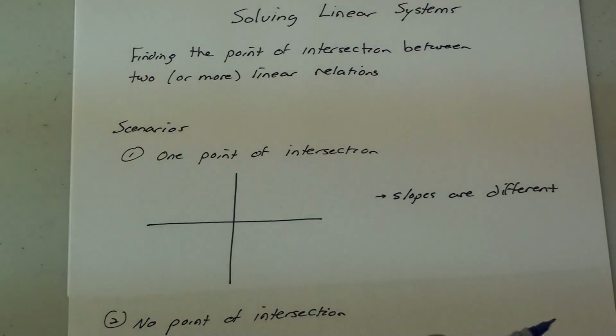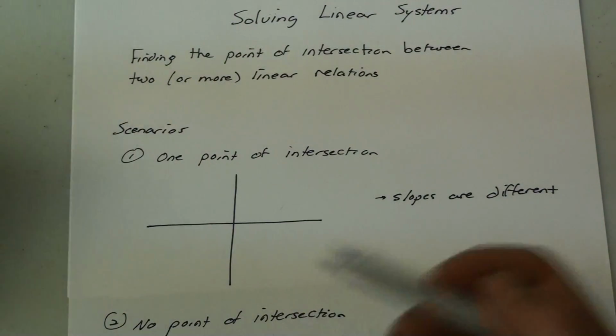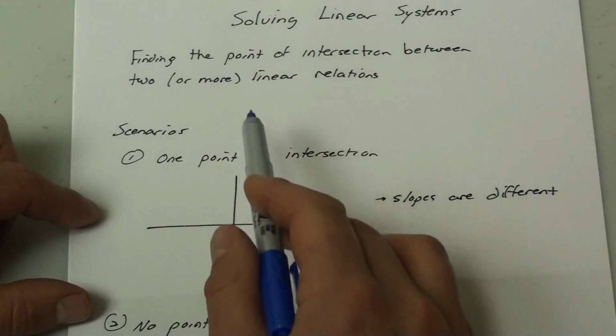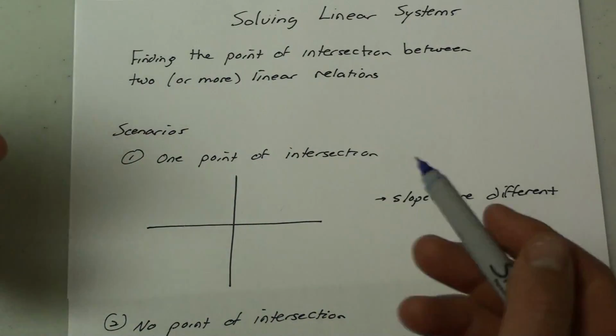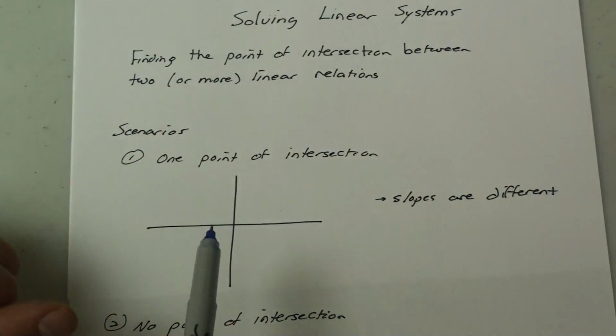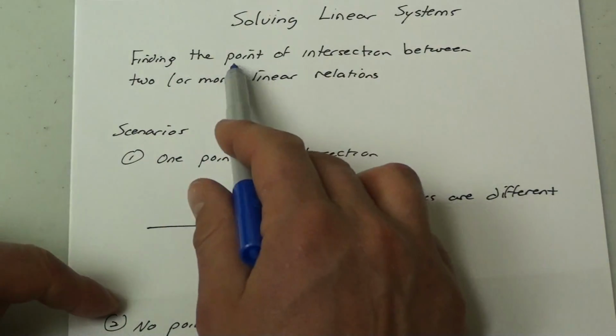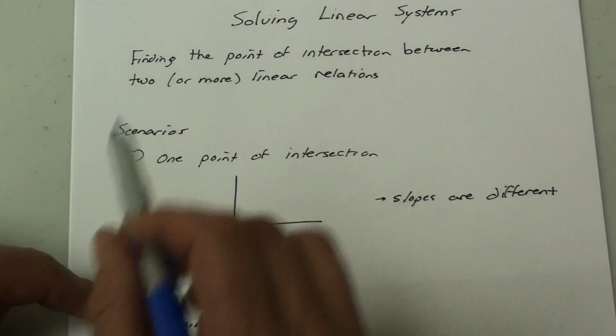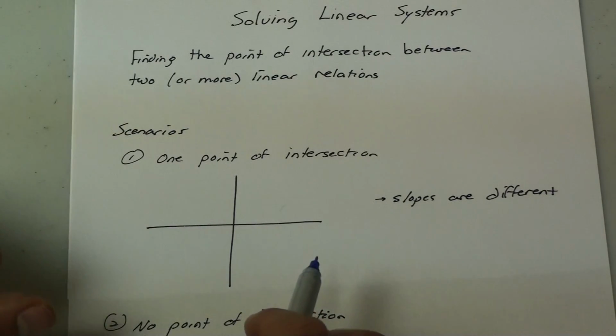Short lesson on how to solve linear systems. A linear system is when you have two or more linear relations, being straight lines, and you want to find the point of intersection of them. When you're solving a linear system, you're finding the point of intersection between these linear relations. And there are three scenarios.